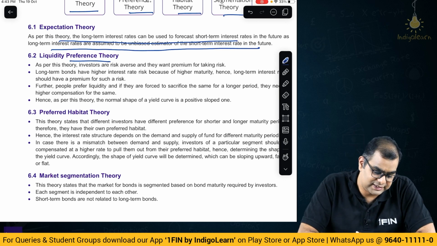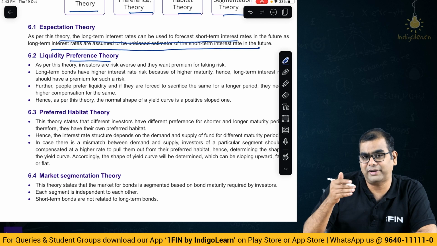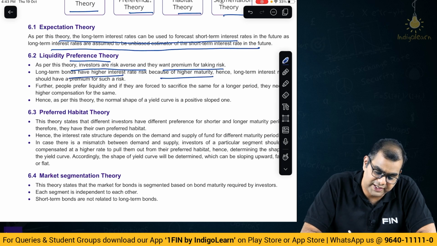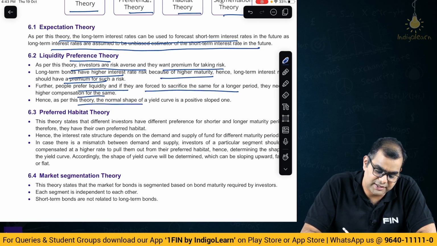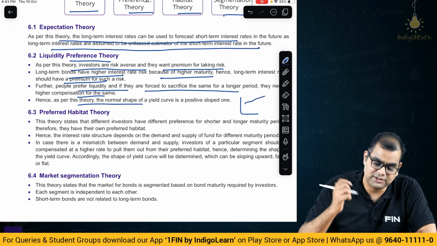Liquidity preference theory: in this theory, basically long-term rates are unbiased, short-term rates have to be arrived at using long-term rates. As per this theory, investors are risk averse, hence they want a premium for taking risk. Long-term bonds have higher rates because of higher maturity and they should have a premium. Further, people prefer liquidity, and if they are forced to sacrifice it for a longer period, they need higher compensation. Hence, as per this theory, the normal shape of the yield curve is positively sloped, that is, an upward slope. So, if you go long term, you are taking more risk and hence want a higher interest rate.